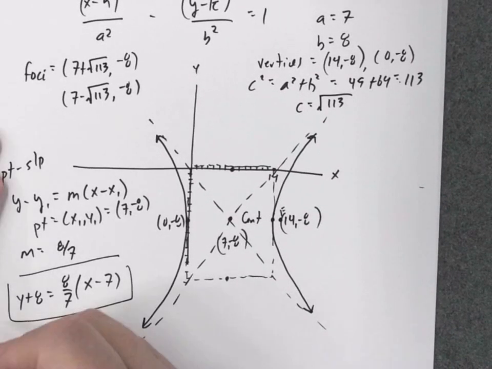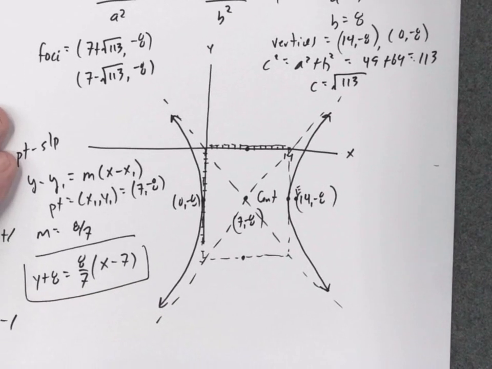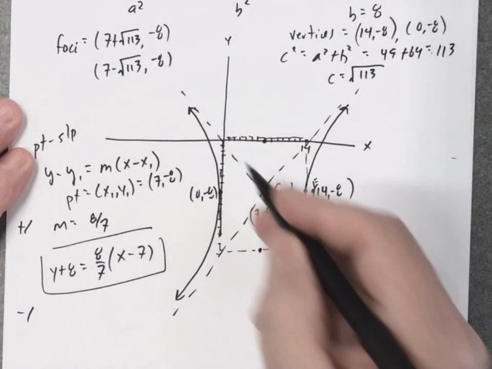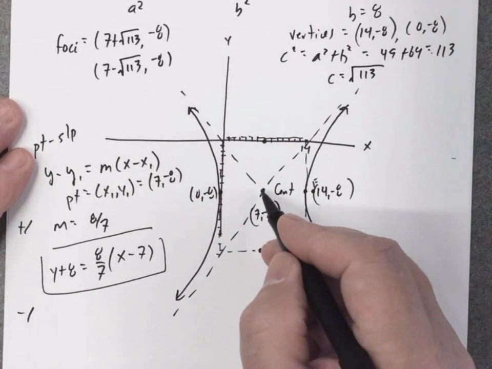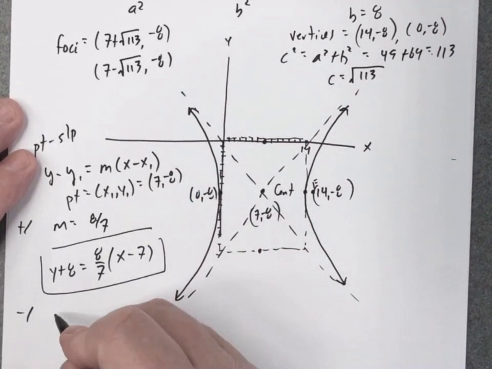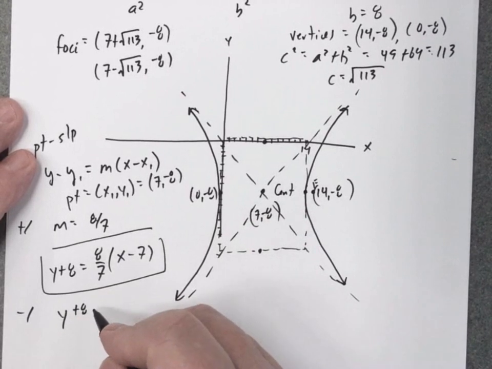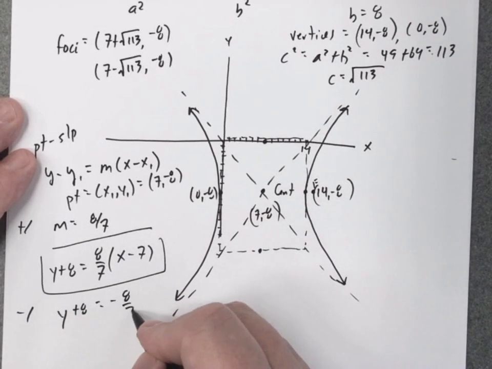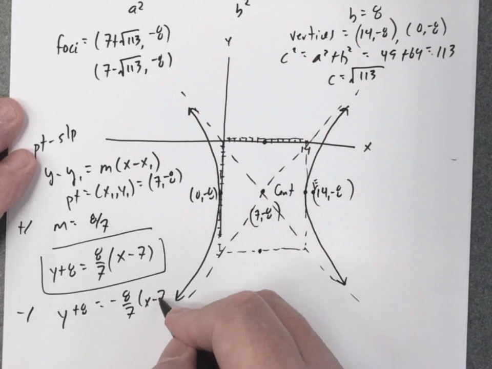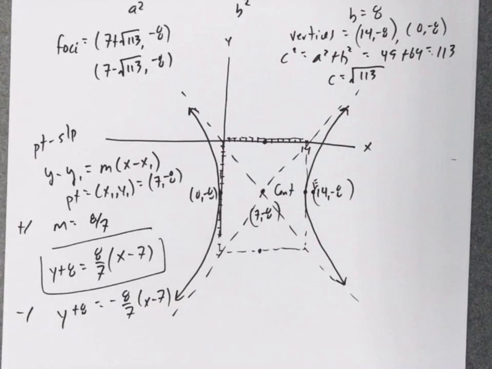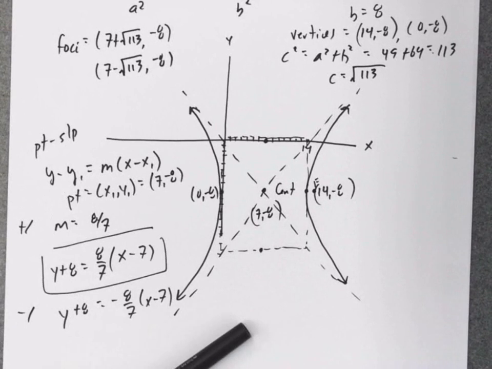And then the only difference to get the other asymptote, of course the slope is going to be negative, but we're going to use the same point. All we have to do is change the slope to the negative, then we should be good to go. All right, pretty involved, but hopefully be able to figure it out.